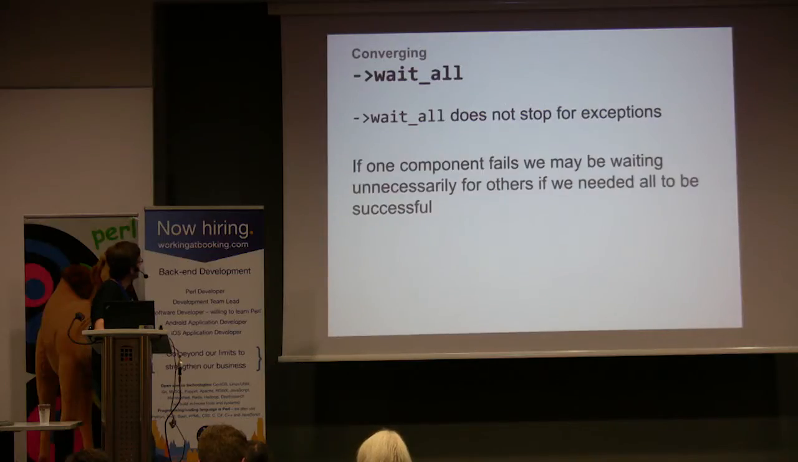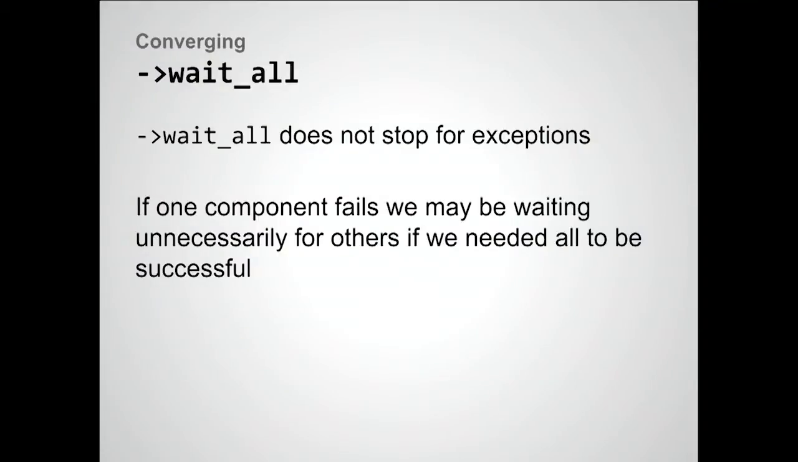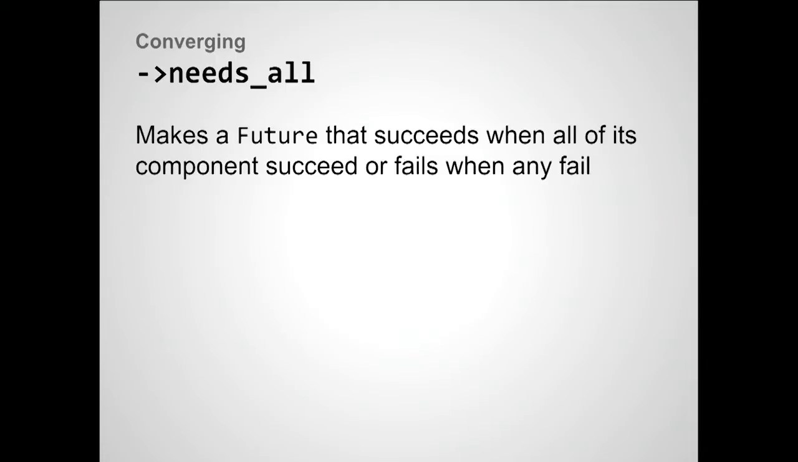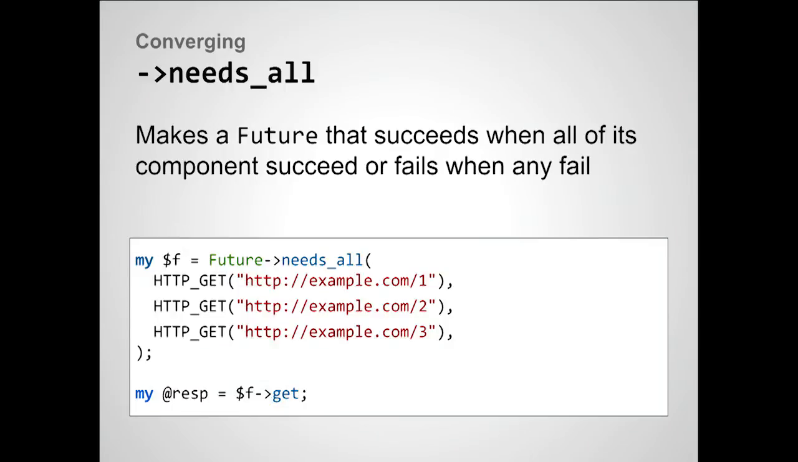waitAll doesn't stop for exceptions. It's going to wait till they're all ready somewhere or other. But if we needed all of them to complete anyway, then there's no point waiting for, say, 10 operations if the first one immediately fails. You might as well just not bother. That sounds like cancelling. So we have this even nicer method called needsAll. It returns a future that will succeed once all of them have succeeded, completed successfully. It will fail the moment any of them fail. And it looks even neater.